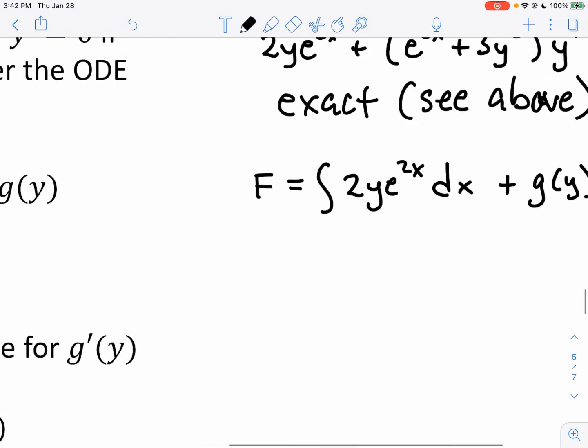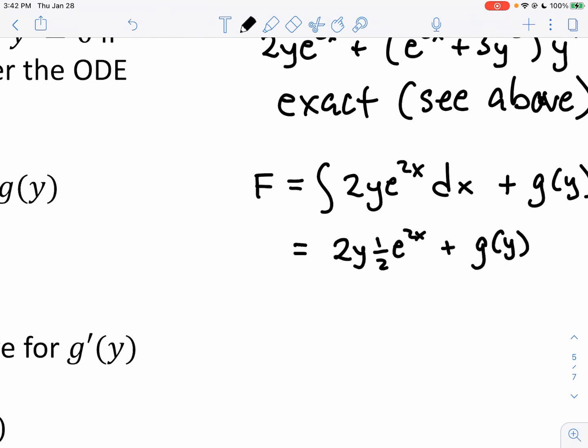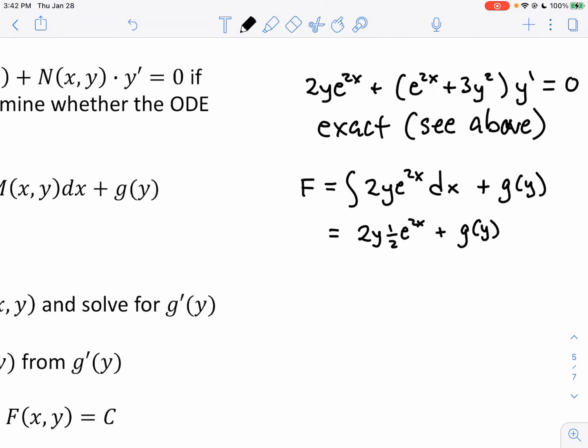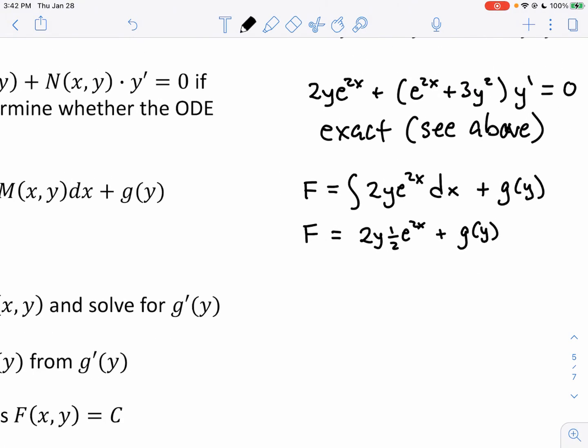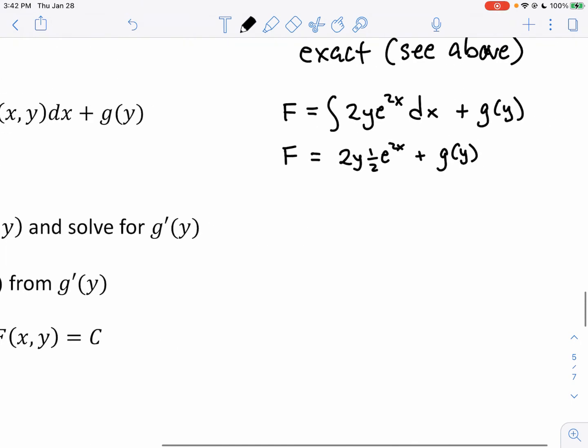Doing an antiderivative with respect to x of this expression, the 2y is treated like a constant, so we've got to anti-differentiate e to the 2x, which is itself divided by 2. So we get capital F is equal to the 2y stays as a constant, and we get a 1/2 e to the 2x, plus some constant with respect to x, so some function of y, g of y. Now, it could be helpful to cancel that 1/2 and the 2 first, so let's do that. So F equals just y e to the 2x plus some function of y, g of y.